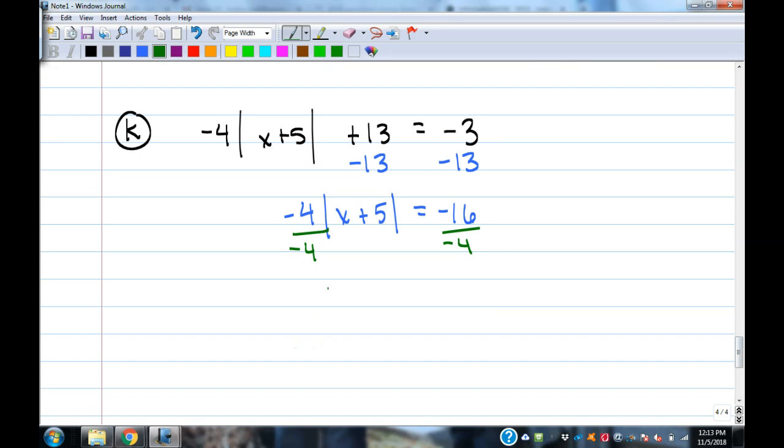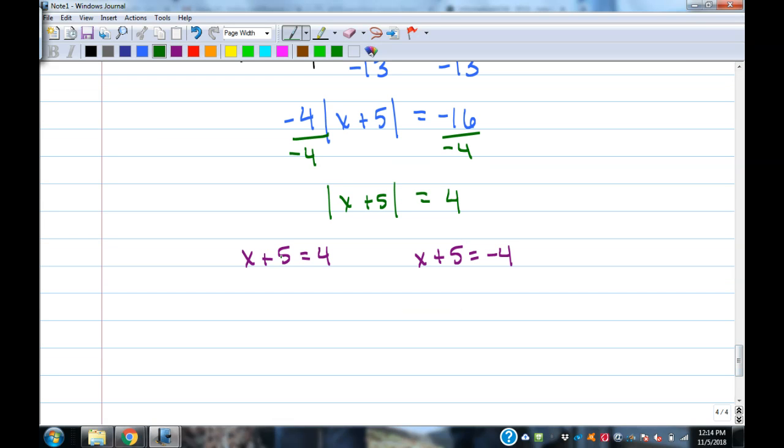Negative 16 divided by negative 4 is 4. Is this no solution? No. We got an absolute value equal to a positive number. That means we can work this one. Okay. 2 equations. Solve them. Negative 1. Negative 9.